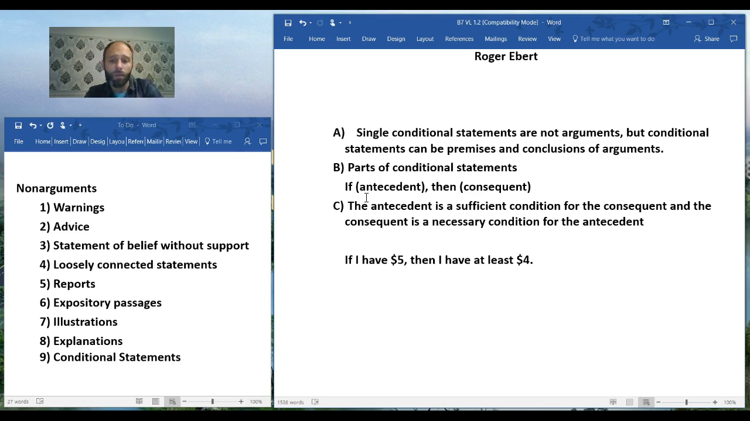And then we look at the consequent. The consequent here is, I have at least $4. And the consequent is said to be a necessary condition for the antecedent. So you must have at least $4 in order to have $5. So that shows us that the consequent there is necessary. Having at least $4 is necessary for having $5. We'll get a bunch of practice with that in class.